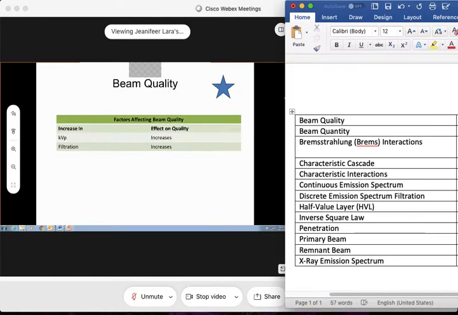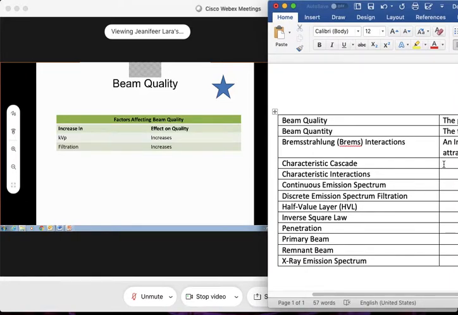We talked about quantity and we talked about quality. Those things mean something. What does quantity mean? The amount. The amount of what? Tell me the amount of what? The amount of X-rays inside of the beam. So we're talking about the amount of X-rays inside of the beam. If we were to count all of those X-ray photons, that would be beam quantity.